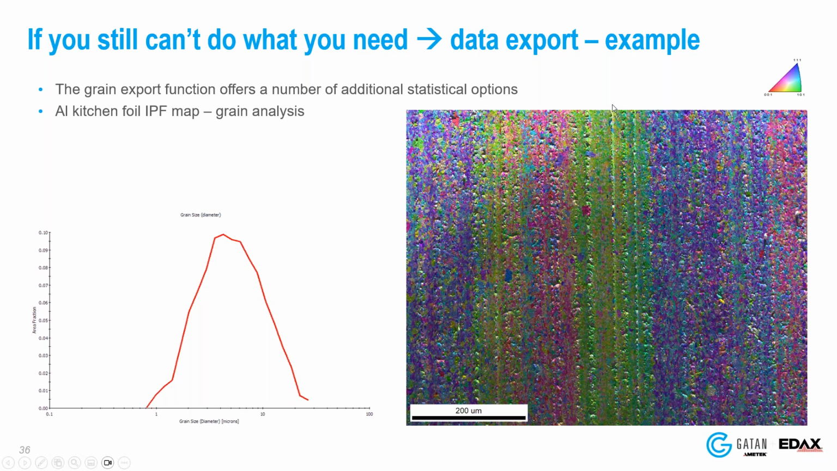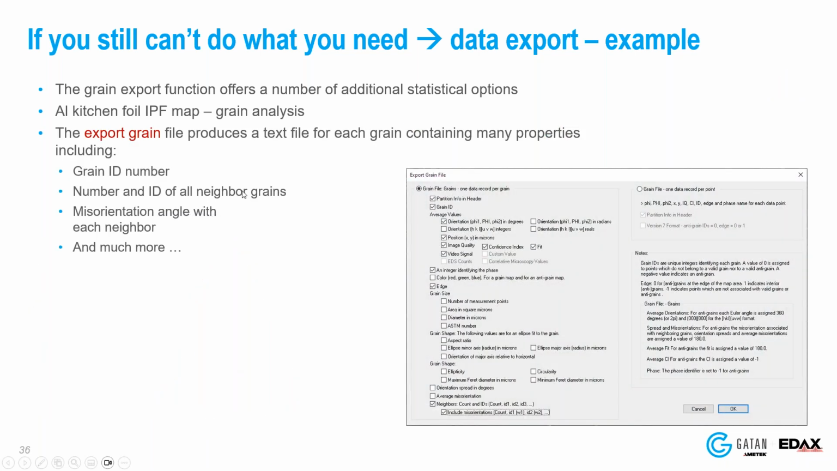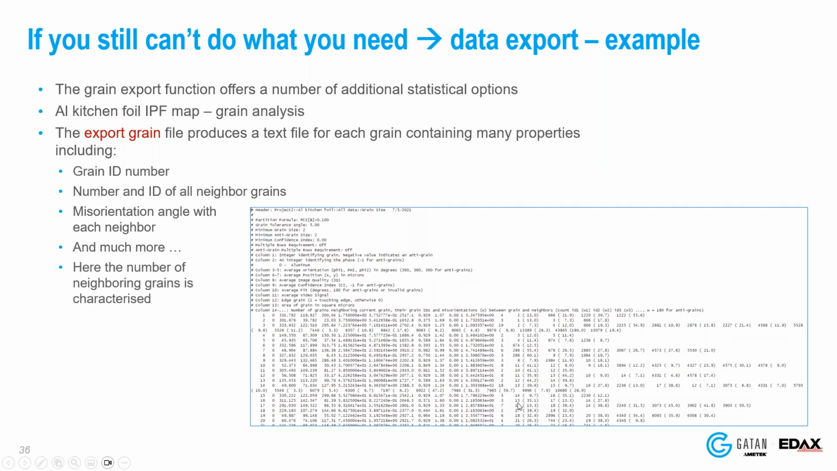We have this very strong elongation from the rolling of the foil. This is the grain size distribution. In this one, it's about 4 or 5 micron on average. And I can export a grain file. And in there are a lot of morphology parameters that I can select. In this case, I wanted to look at the number of neighbors. So that is a parameter that shows you the maturity of the microstructure. So the number of neighboring grains for each grain.